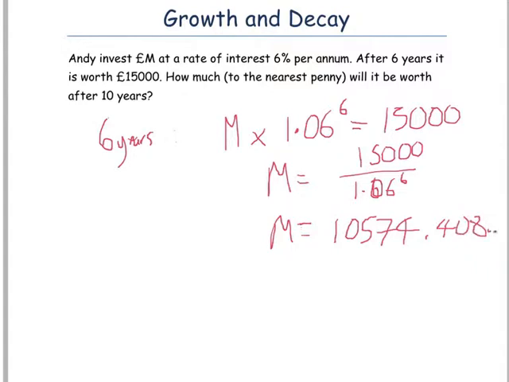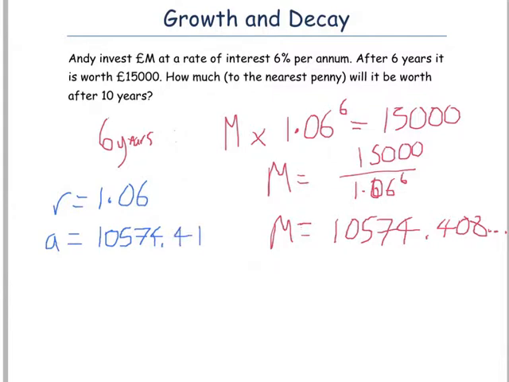Now, this means in this geometric sequence, which it pretty much is, we've got a common ratio here which we're multiplying by every time, which is the 1.06. So if we're to write this as a geometric sequence, we could say that the common ratio is 1.06. We now know the value of the first term because we just found it as £10,574 and 41p if we're to round.